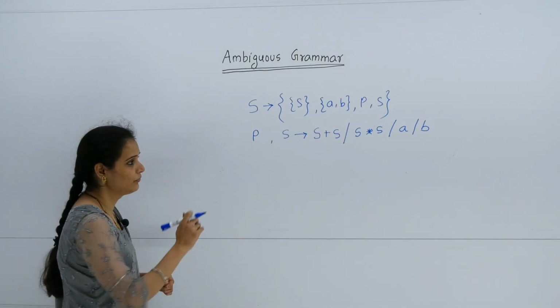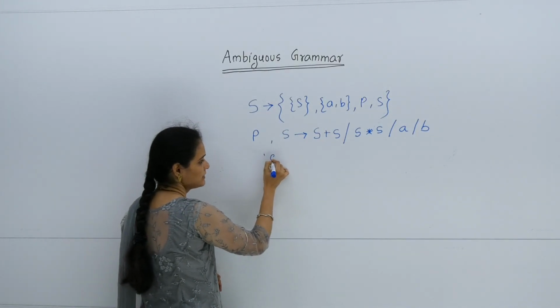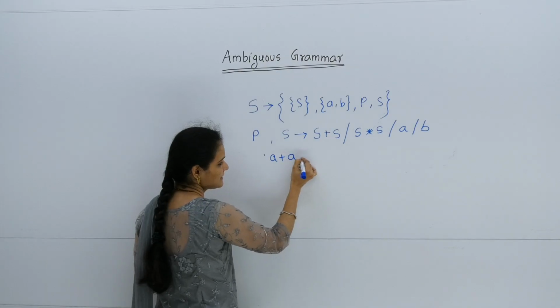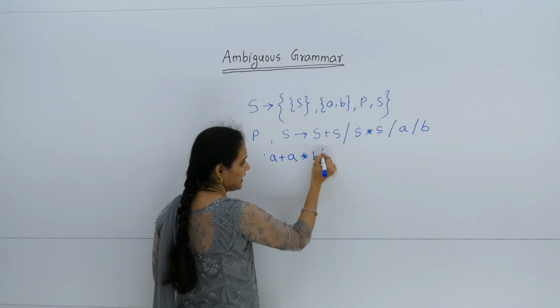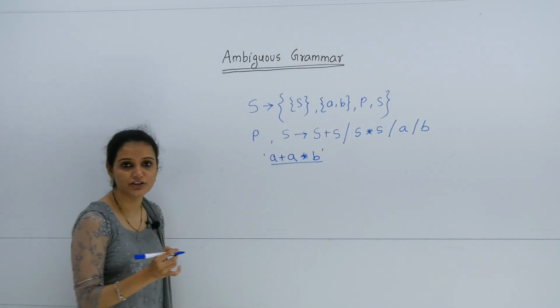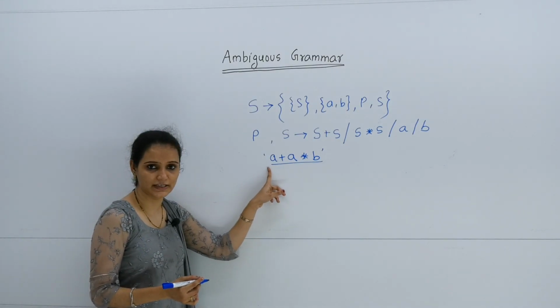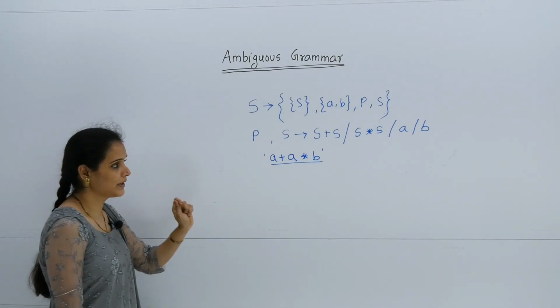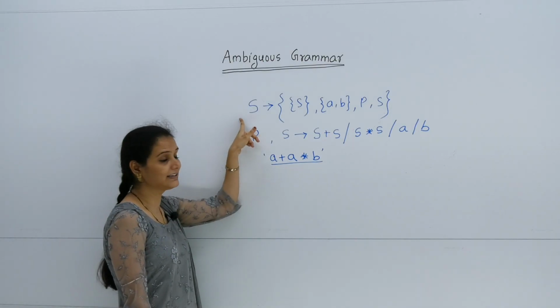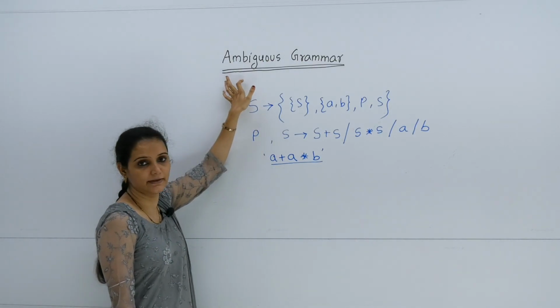Now we can consider the string, suppose A plus A star B. I am going to generate that particular string, and the question is to identify whether the given grammar is ambiguous or not.